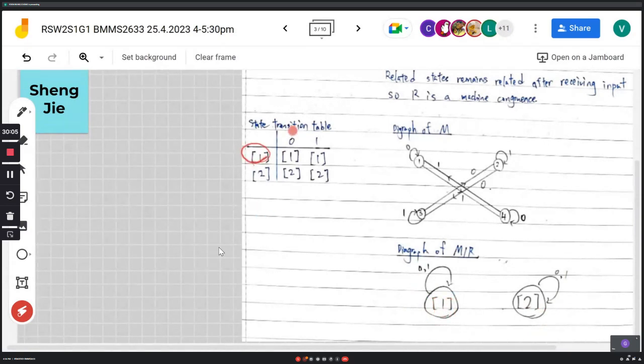So class 1, after the input 0 and 1, will remain at class 1. So just put a loop back, with input 0 and 1. Class 2 also remains at class 2. So here, loop back, 0 and 1. So this is the diagram of the quotient machine, which is M over R.